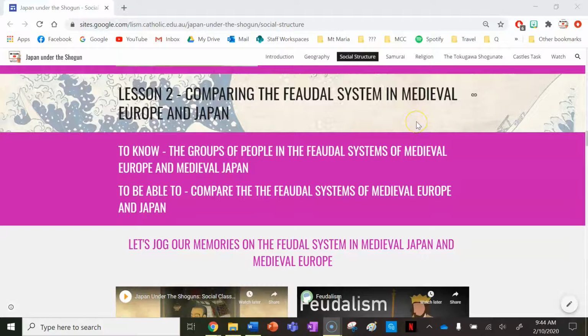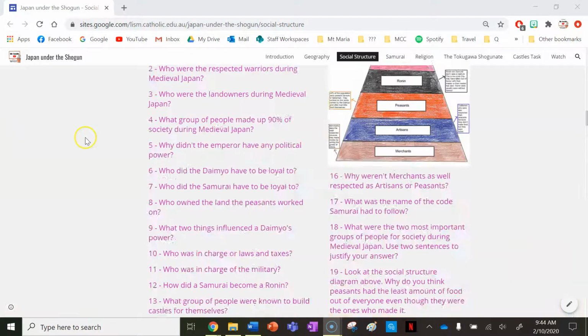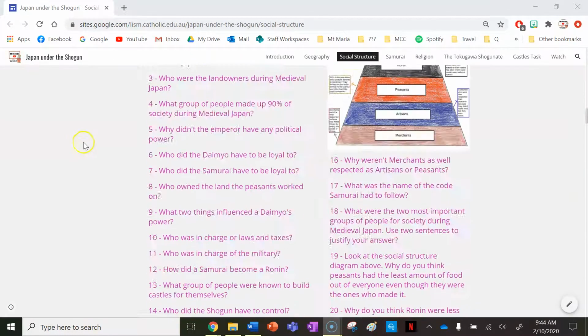Hi everyone, and welcome to your second of 3 lessons on the feudal system in medieval Japan, located under the Social Structure tab of the Japan under the Shogun teaching and learning website resource. In our last lesson, we introduced you to the feudal system that existed during medieval Japan. You can see it here.